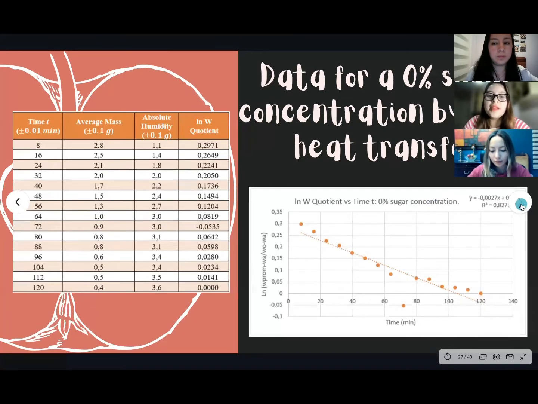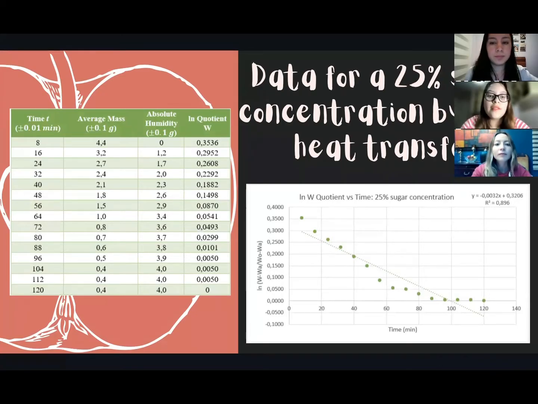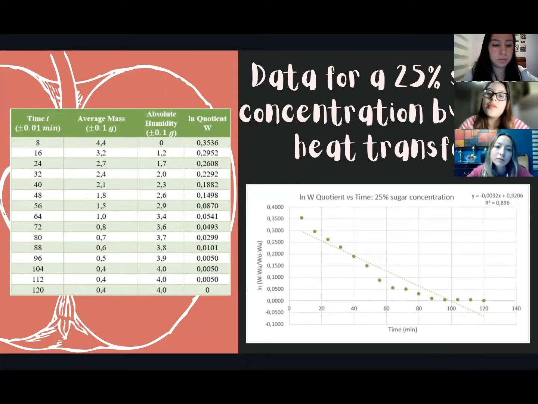Next we have the data for 25% sugar concentration by oven heat transfer. Graphic 2 reflects the change of water loss as a function of time. The water loss is inversely proportional to time. This means the greater the time lapse, the less water is lost due to heat transfer. It is clear that the data obtained from experimentation is very precise due to a strong relationship. We can observe 0.896, and the diffusion coefficient can be obtained from the slope of the equation.